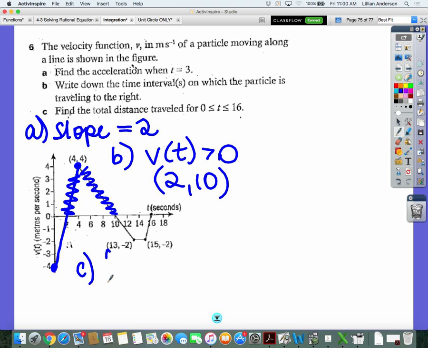Think about it. Distance traveled is the integral from A to B of the absolute value of velocity. What does this mean? It's from 0 to 16, yes. But like I said, just like derivative means slope, what does it mean to take the definite integral of something?